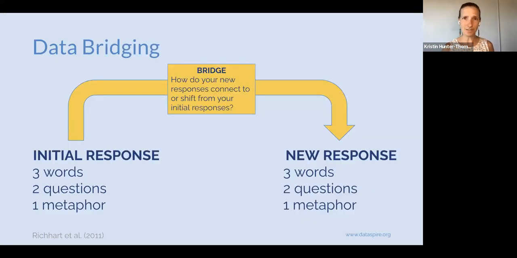Okay, got them? Got your new ones and your initial ones? Awesome. Now I want you to think about the bridge. How do your new responses connect or shift from your initial responses? Just jot down a few ideas, doodle a picture, whatever works best for you. But think about how in these last 15 minutes, what are some changes? What are some shifts that have happened in terms of thinking about data?